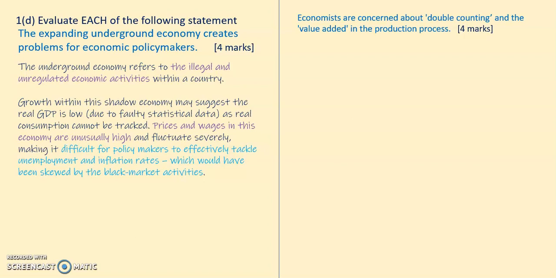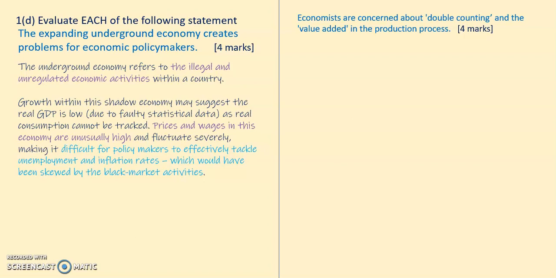Furthermore, prices and wages in this underground economy are usually high, at least for sure higher than those in the regular economy. But they also fluctuate severely because obviously they are influenced a lot by demand and supply. And therefore, it makes it difficult for the policymakers to effectively tackle unemployment and inflation rates, which would have been skewed by the black market activities. Because, for example, you might be recording people as unemployed, but those people could be working quite well in the underground economy and making more money than even you in the regular economy.